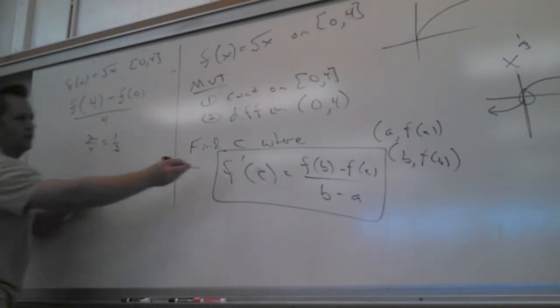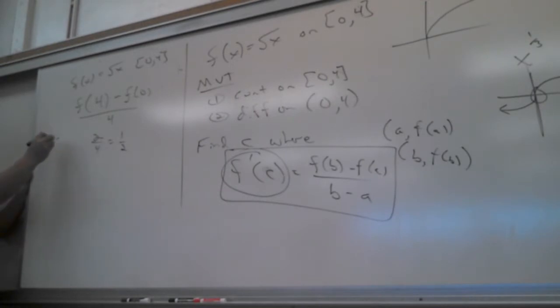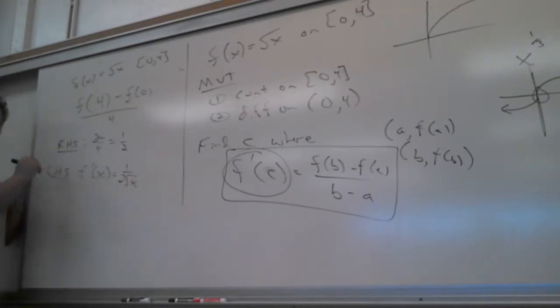So that's that side. How do I find this side? Take a derivative. All right. So that is the right-hand side. And now let's look at the left-hand side. I've got to find f prime. What's f prime? 1/2, we'll have x. So 1 over 2 rad x. Is that cool?